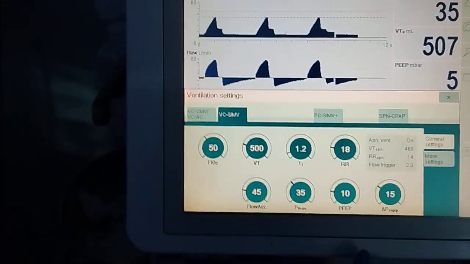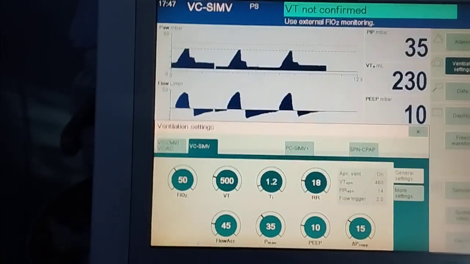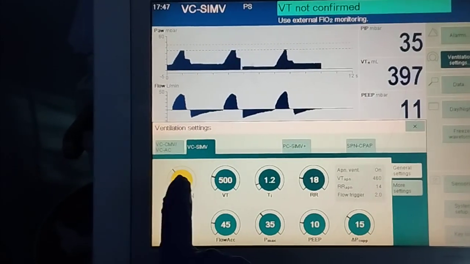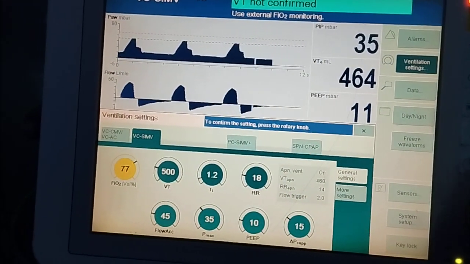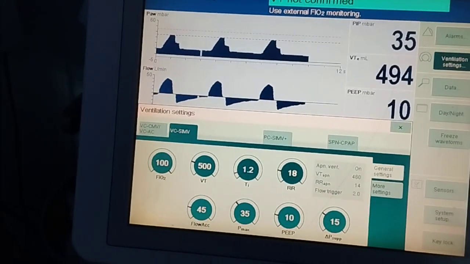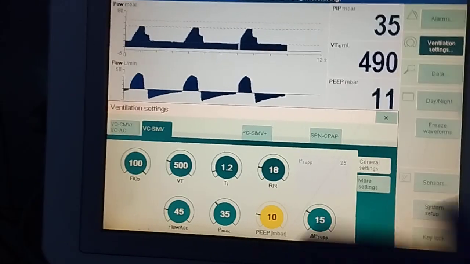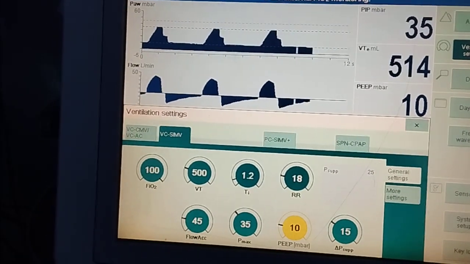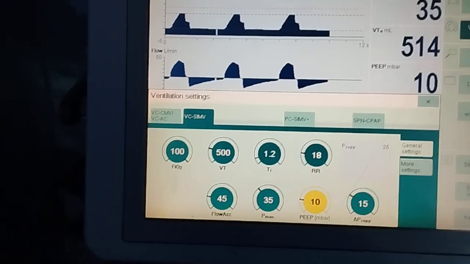Okay, if I want to increase the saturation of the patient, and if I want to treat the type 1 respiratory failure, I will increase the FiO2. Let's say I'm going to take it to 100%, right? And along with that, to treat type 1 respiratory failure, I have to increase the PEEP, which I have already increased, but you can take it up to 20, right? But these two things will increase the oxygen saturation of the patient.